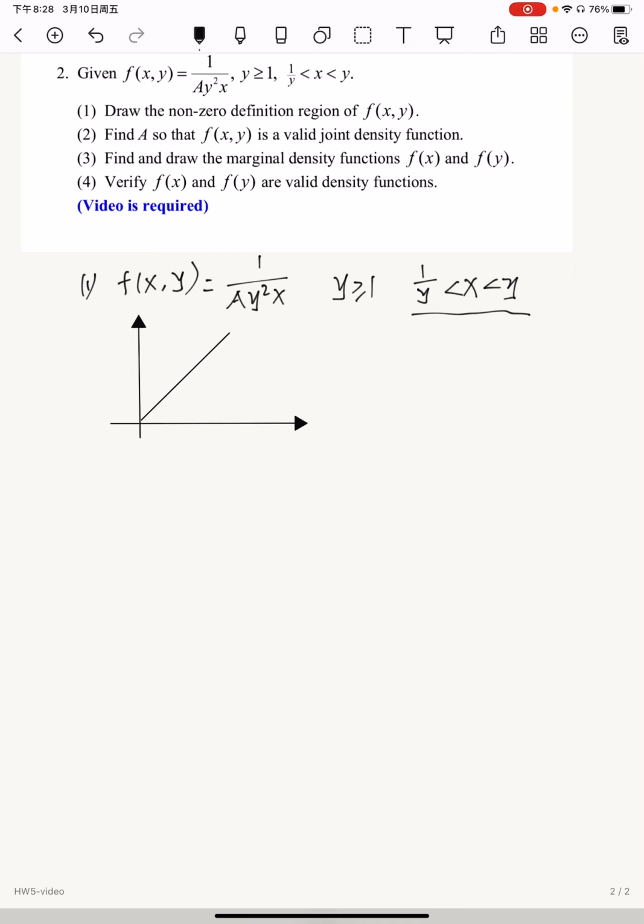And we need to draw the line that x equals 1 divided by y. Here is x equals y, x, y, and this line is x equals 1 divided by y. And this point is (1, 1). So we know that this region, this non-zero definition region of this function, is like this region.